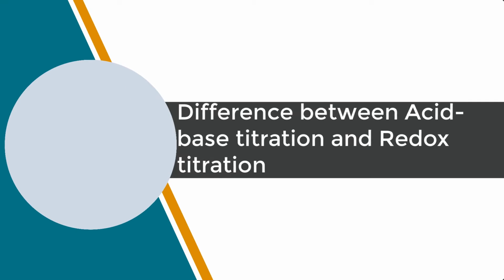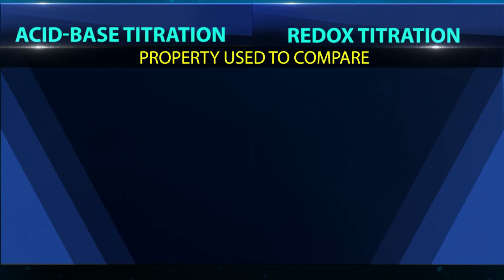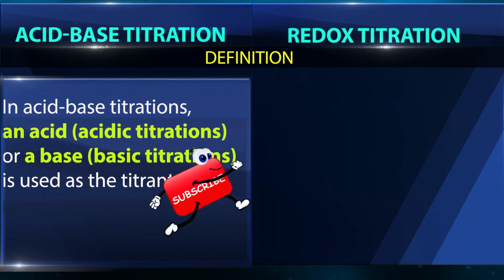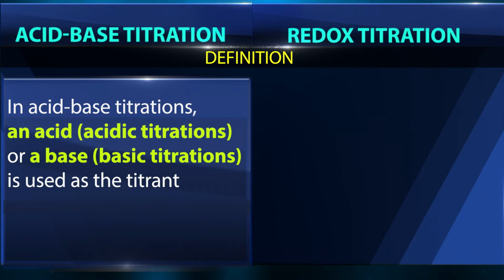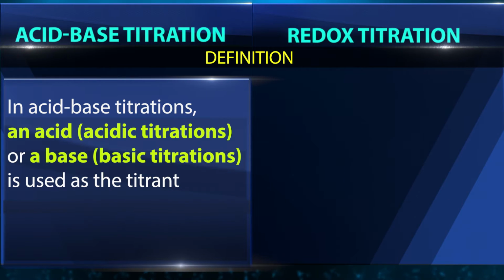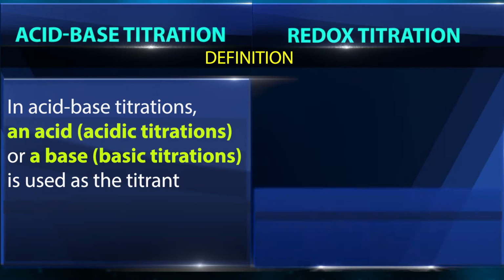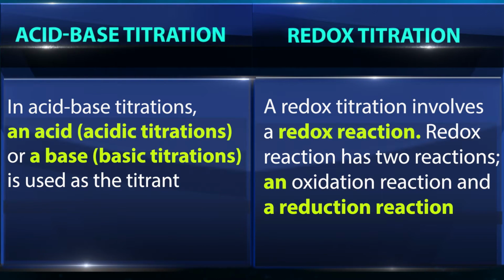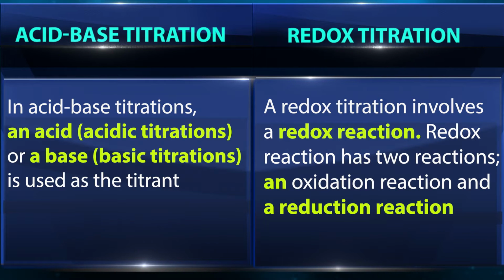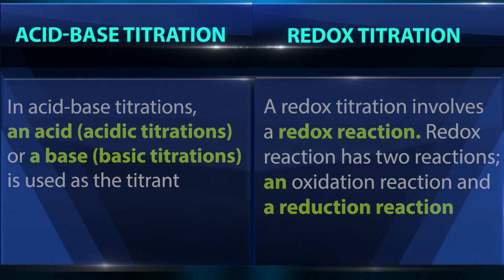Differences between acid-base titration and redox titration. Definition. In acid-base titrations, an acid (acidic titrations) or a base (basic titrations) is used as the titrant. Definition. Redox titration. A redox titration involves a redox reaction. A redox reaction has two reactions, an oxidation reaction and a reduction reaction.